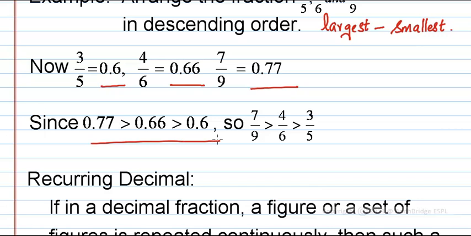So when you arrange this, what is the value of 0.77? It is 7 by 9 is greater than 4 by 6, 4 by 6 is greater than 3 by 5. So this is the way you are going to arrange.